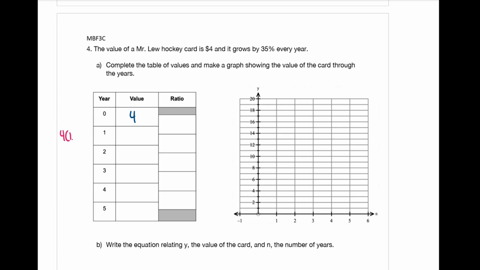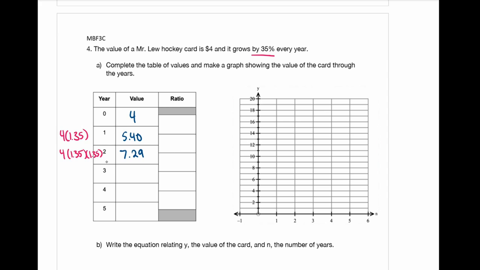And then we add on the decimal version of our growth rate, so 0.35, and we get a value of $5.40. If I want to find year 2, I do 4 times 1.35 times 1.35 again. The 4 times 1.35 the first time gives me year 1, then I multiply by 1.35 again to get year 2, which gives me a value of $7.29.